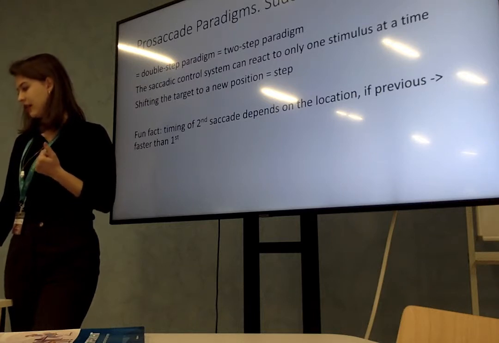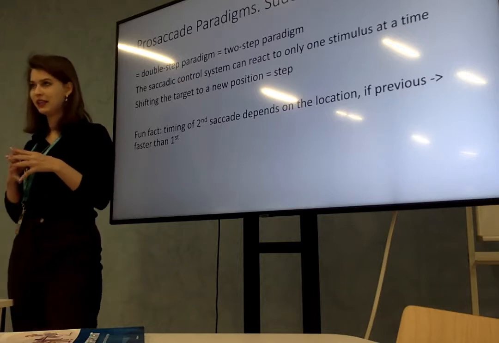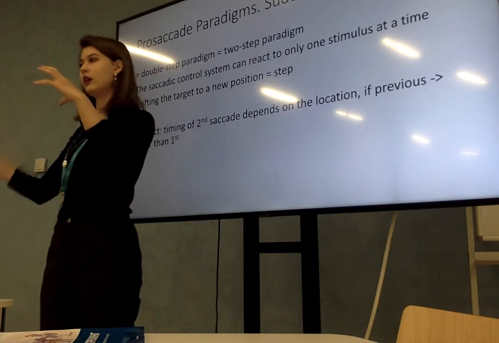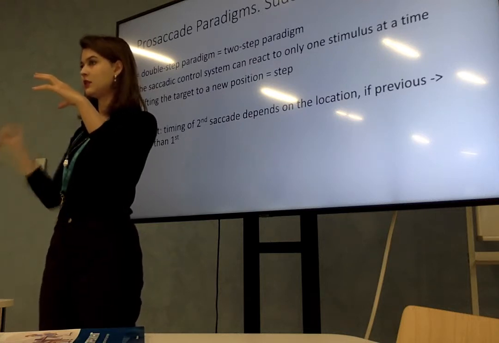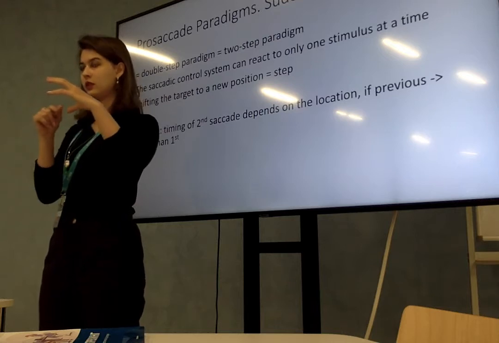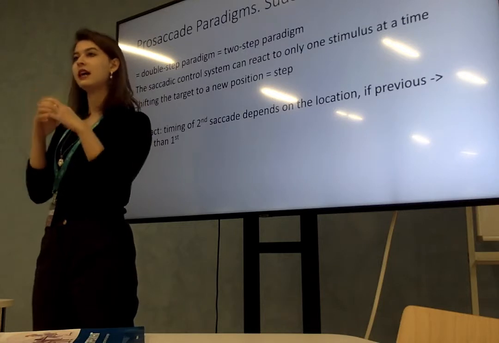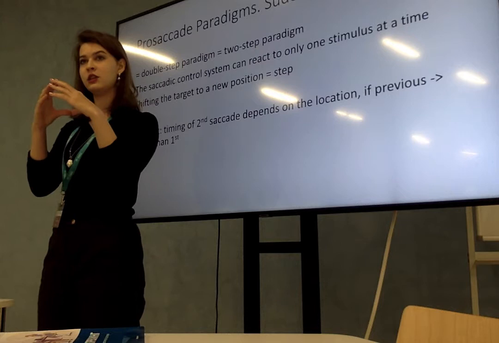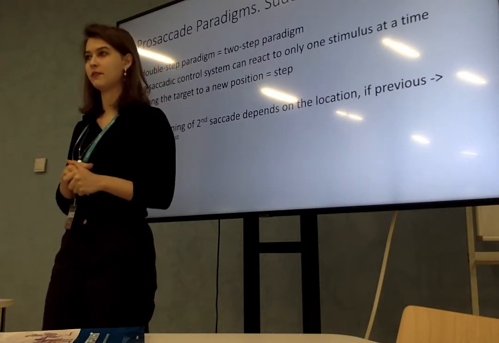Interesting to know that when we move our eye to the side, it really depends on the location. So imagine we have the central target. Then we have to move our eye to the side. Then suddenly we have to move it back to the center. So this is double-step paradigm when we give two stimuli at a time. And if the second target to which we move our eye is once again at the center, the time shortens. If it's a new location, it increases.